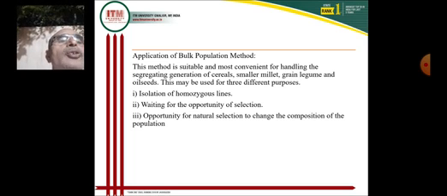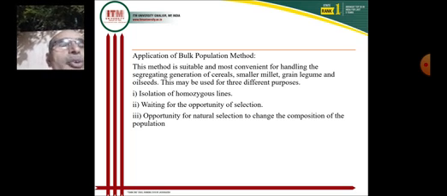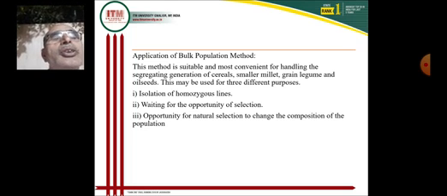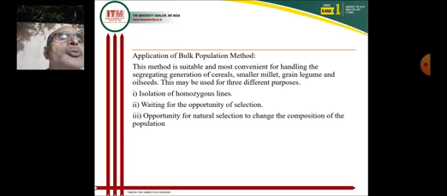First, isolation of homozygous lines, because up to the 6th generation there is no selection and self-pollination is allowed, or naturally self-pollination takes place in self-pollinated crops. So up to the 6th generation all the lines become homozygous. So we can select out desirable and superior homozygous lines. Second, waiting for opportunity of selection.